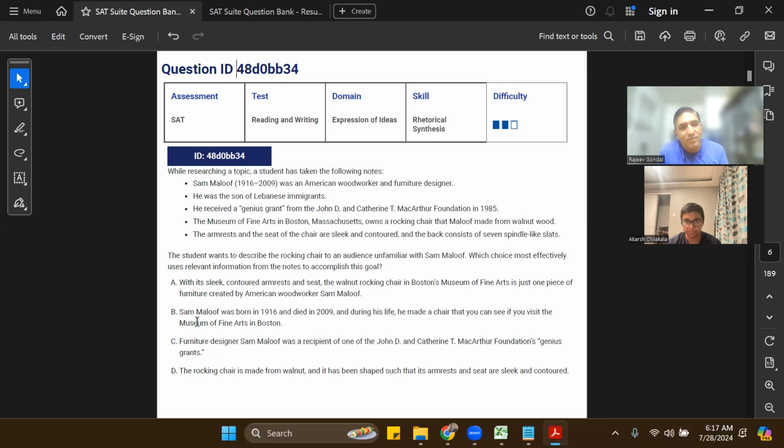A pretty much describes the chair in detail first, this walnut rocking chair. And it does cover what is said in B, the Boston Museum of Fine Arts, so that is already told in A. It's just one piece of furniture created by him, and it talks about him. So this information, that he's an American woodworker, is more important than when he was born.